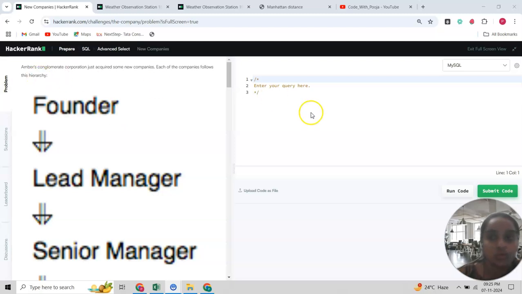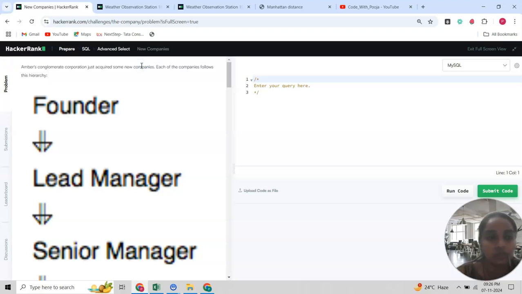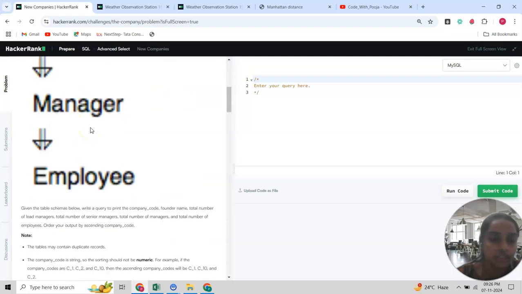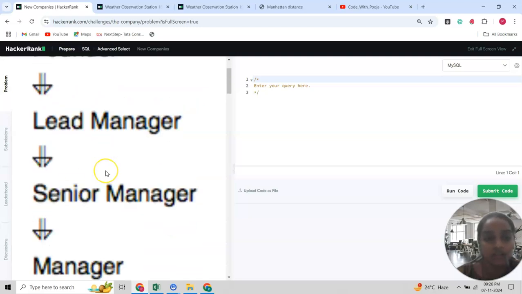MySQL. Amber's conglomerate corporation just acquired some new companies. Each company has the below hierarchy. So there is a corporate which is acquiring some new companies, maybe they are taking over or launching new companies, and they follow a hierarchy. First of all, they have a founder, then lead manager, senior manager, manager, and employee. In our corporate world we have a hierarchy, and the same hierarchy is here.